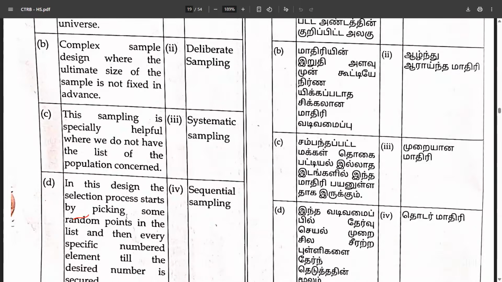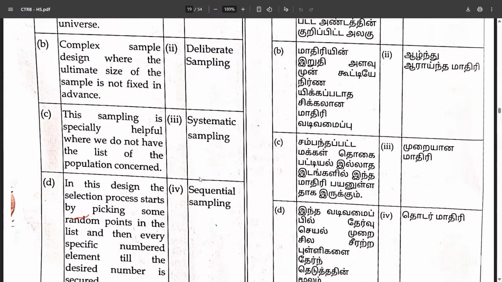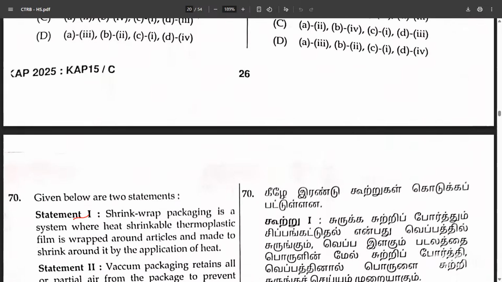Then in this design, the selection process starts by picking some random point in the list, and then every specific number element is selected till the desired number is selected. So this is your systematic sampling. Every nth number is selected, nth term we say.